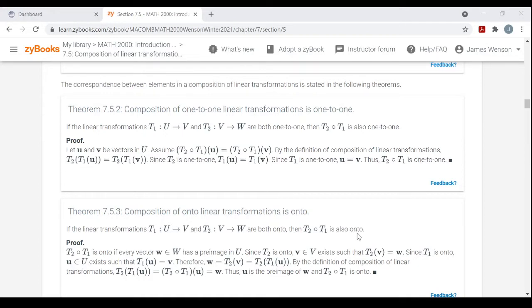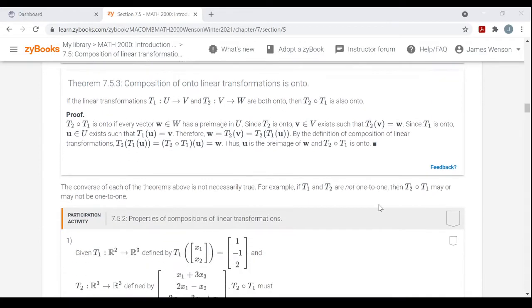Now the converse isn't true. If a composition is one-to-one, that doesn't mean that both the transformations that made it up have to be one-to-one. If a composition is onto, that doesn't mean that both the transformations that made the composition have to be onto. So these statements in this direction are true, but in the other direction are not necessarily true. Just be aware of that.